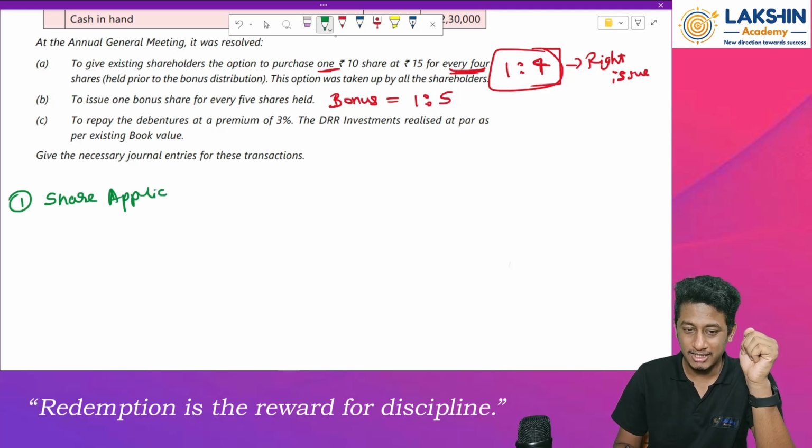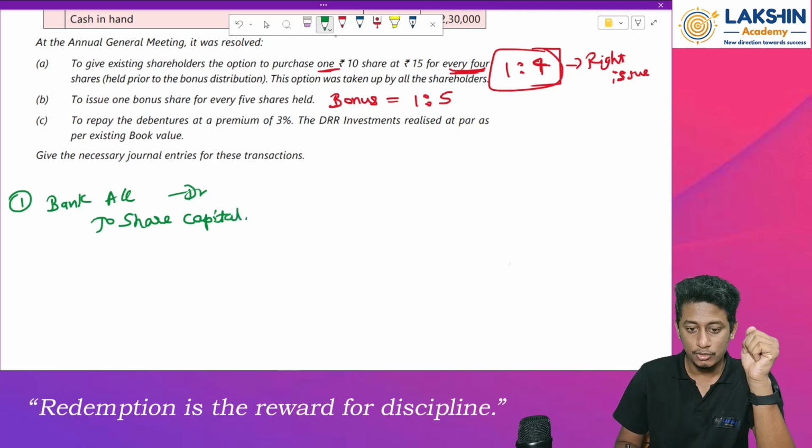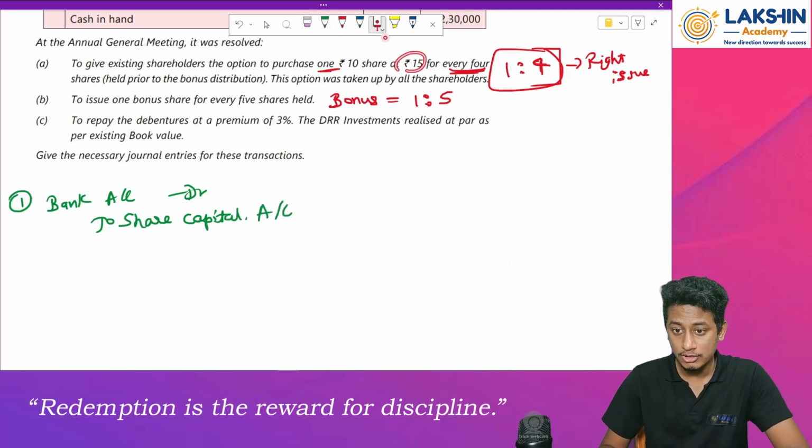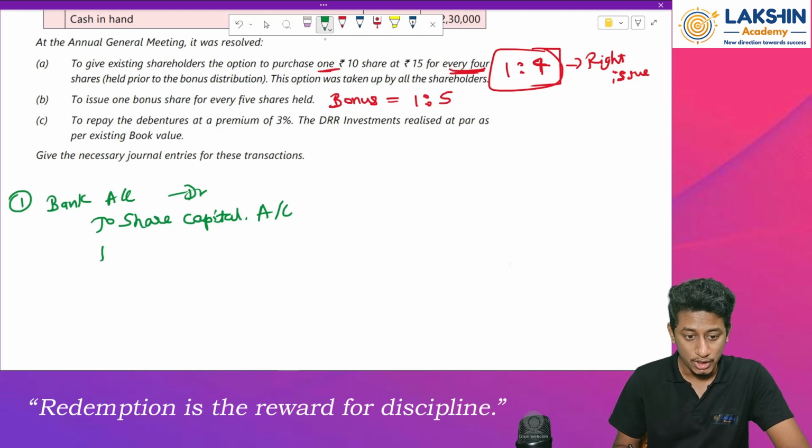Share application account debited, or I can say bank account debited. Account debited to share capital account. But this time we have premium over here, right? So to securities premium.